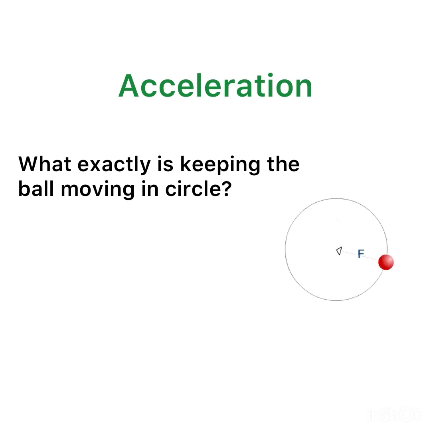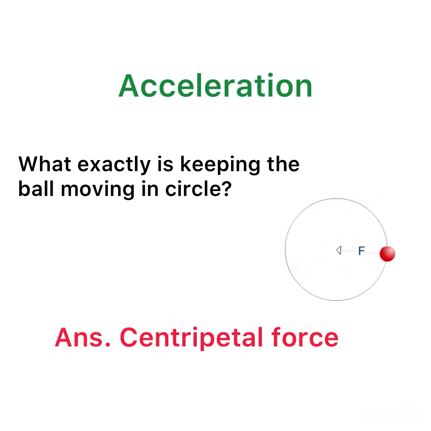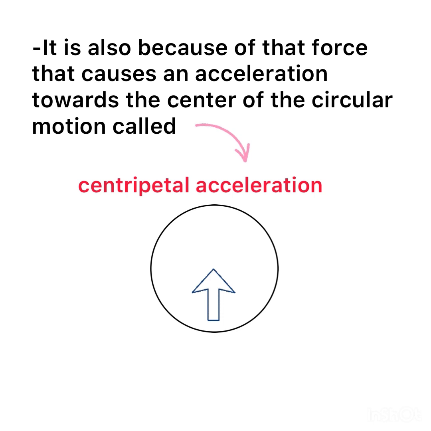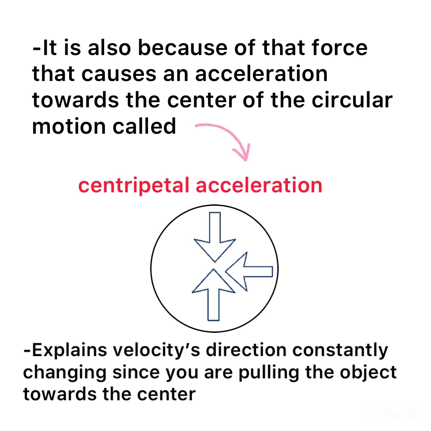The next topic is acceleration. What exactly is keeping the ball moving in a circle, constantly changing its velocity direction? The answer is the centripetal force, the reason why anything moves in a circle. It is also because of that force that there is an acceleration towards the center of the circular motion, called centripetal acceleration. This explains how the velocity is changing, since you are pulling the object toward the center.